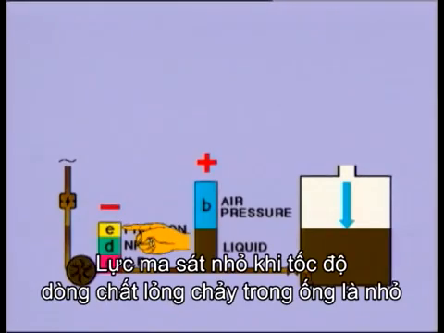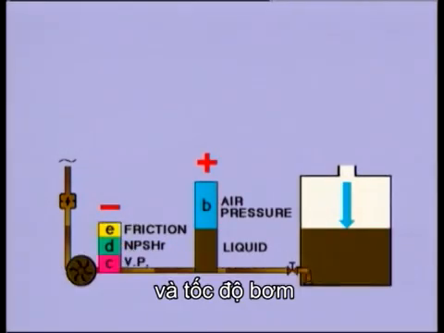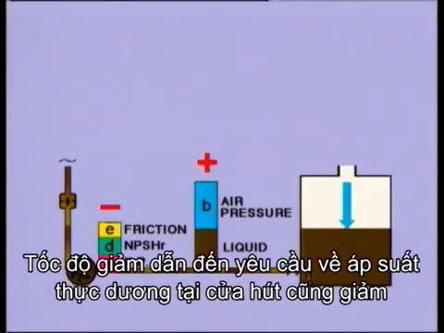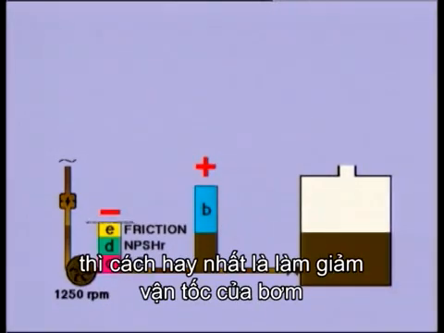Friction is lowered when the flow of liquid is reduced. Net positive suction head required is also related to the flow and the speed of the pump. A lower speed results in a lower NPSH required. So, to reduce the size of the minus column, it looks like a good idea to slow down the pump.